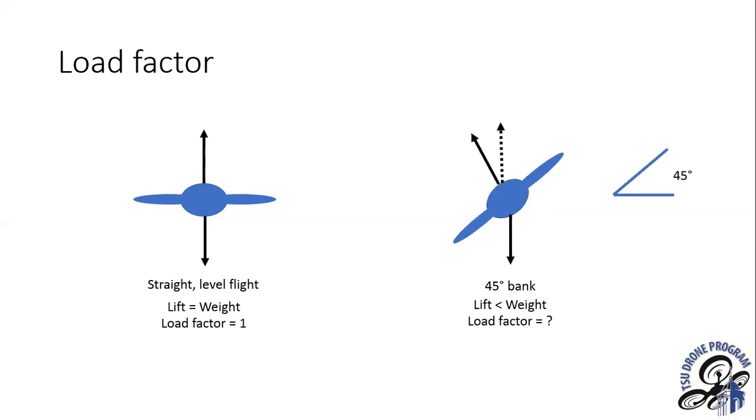And so as you can see here, we've got a 45-degree bank. We've got a lift now that is less than our weight. And so we're going to start descending because the weight is essentially larger now than the lift. And so the question is going to be, what is the load factor? So if we want to maintain altitude, we're going to have to apply a greater force to increase that lift. And so what's that new load factor going to be now?